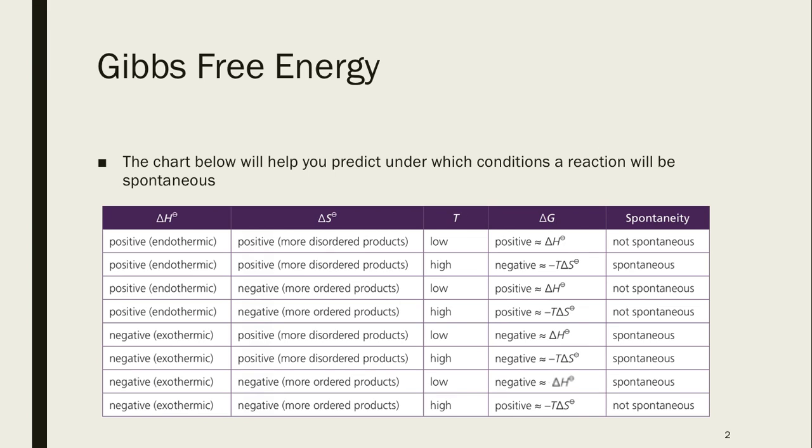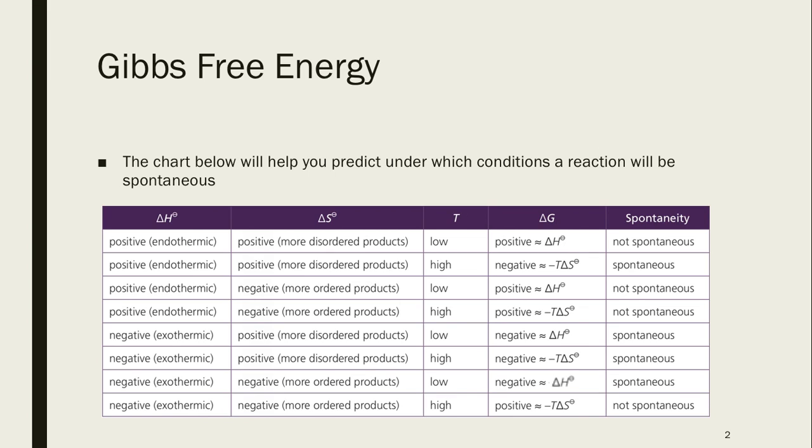So this chart below will help you predict under which conditions a reaction will be spontaneous. Now, the thing to remember is this table is just a reference, and it is impossible to memorize this table. So it's not something I want you to do. What I do want you to pay attention to, though, is the column with delta G, and the fact that temperature plays a very big role in determining whether the entropy will have an effect or not.